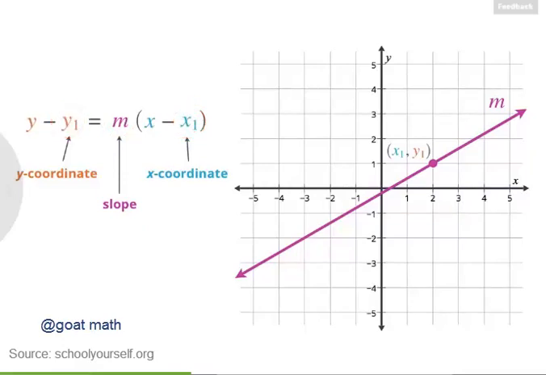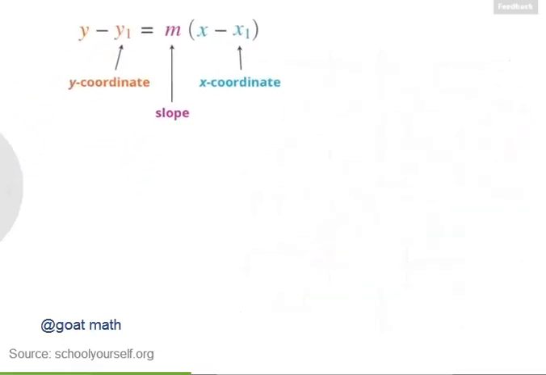So the equation for the line is y minus y1 equals m times (x minus x1), where the x minus x1 is in parentheses. And this is known as point-slope form, because looking at this equation, you can read off a line's slope and a point the line passes through. Let's put this formula to work.